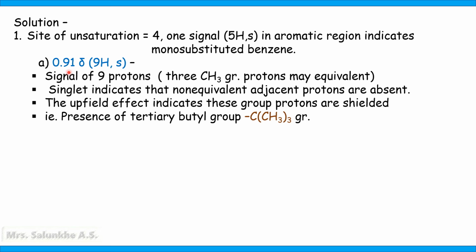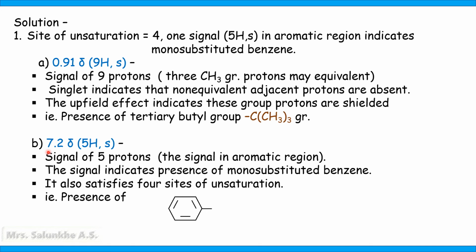The first signal, 0.91 delta 9H singlet. This is the signal of 9 protons, which shows that 3 methyl groups' protons are equivalent, and the singlet indicates that non-equivalent adjacent protons are absent, and the value is upfield, which indicates that these protons are shielded protons and also indicates the presence of a tertiary butyl group.